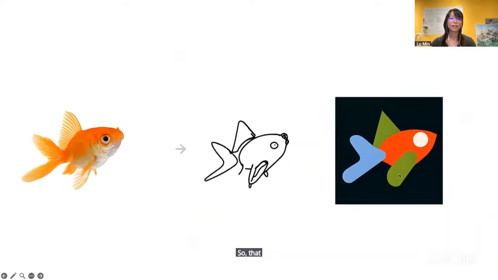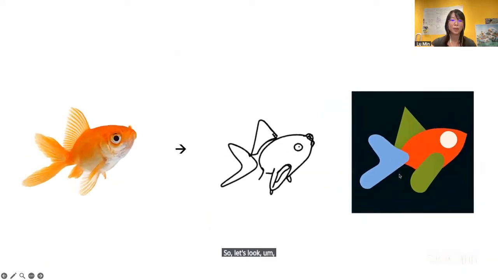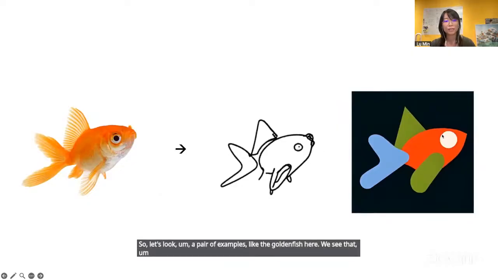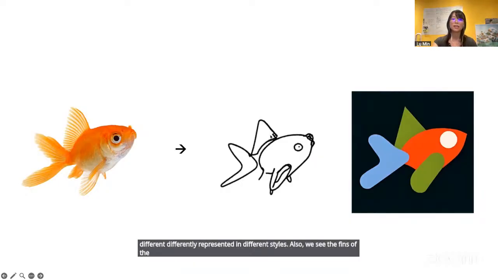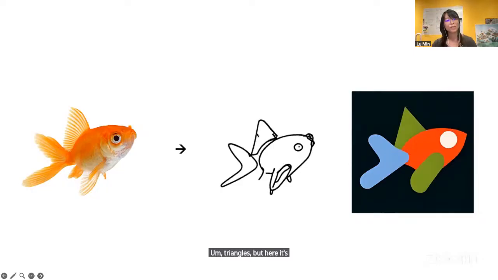So let's look at a pair of examples, like the golden fish here. We see that the eyes of the fish are represented differently in different styles. Also, we see the fins of the fish. Here they are very sharp triangles, but here it's a human sketchy style.